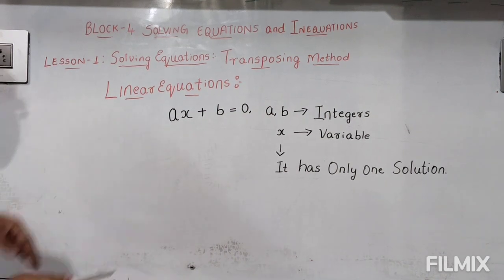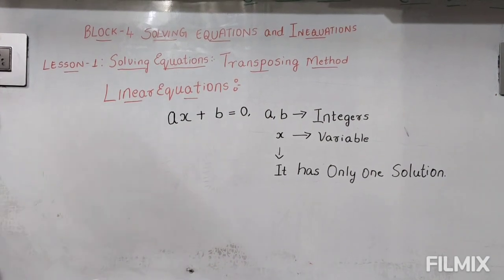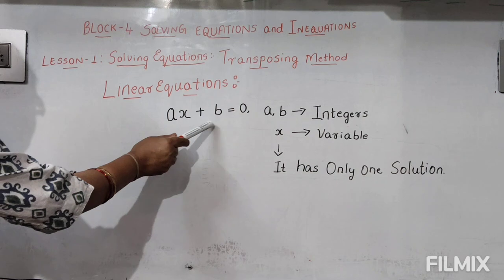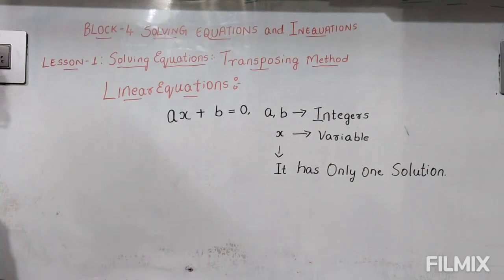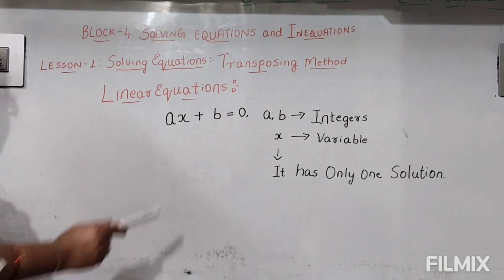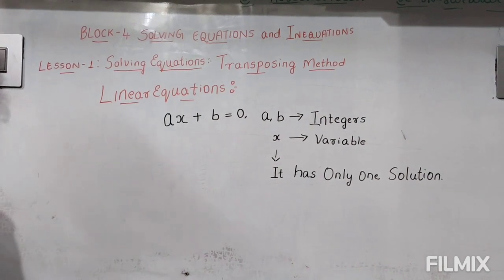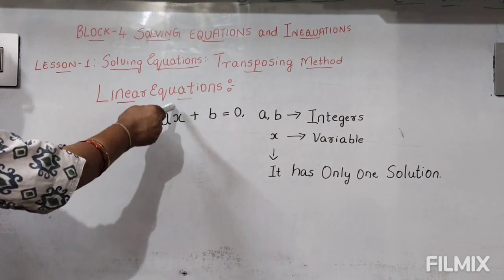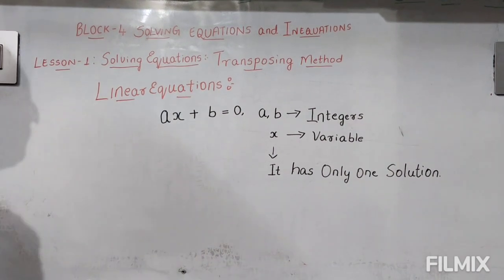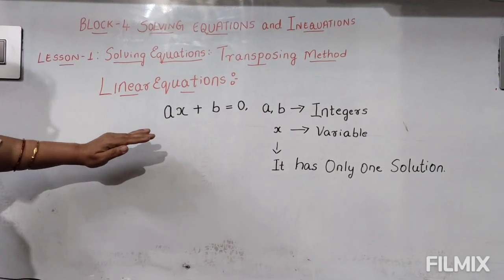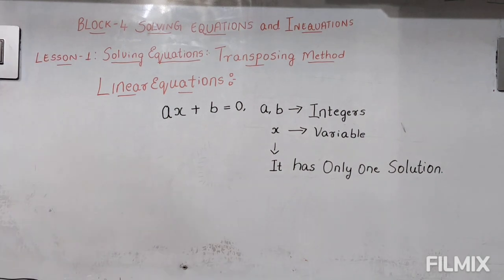I repeat again, linear equations are those equations which are expressed in the form of ax plus b is equal to 0, where a and b are integers, x is a variable and it has only one solution. So you're finding the value of x. Let me explain to you taking one example about this linear equation.